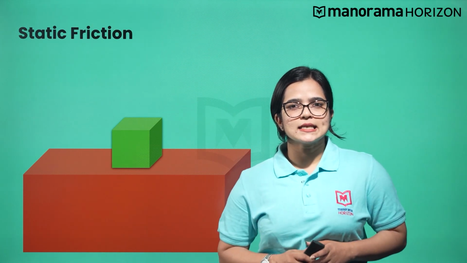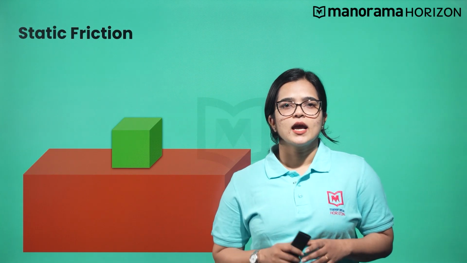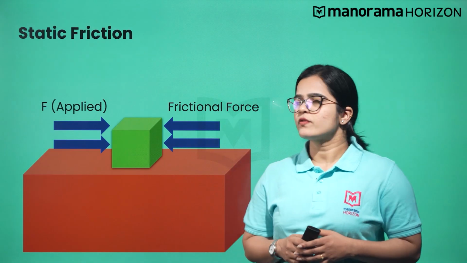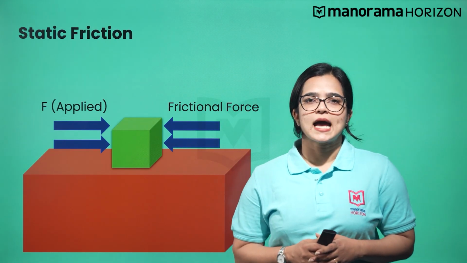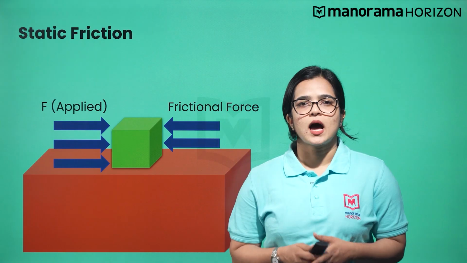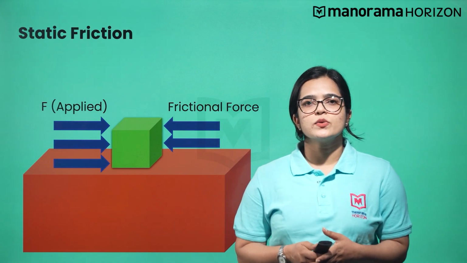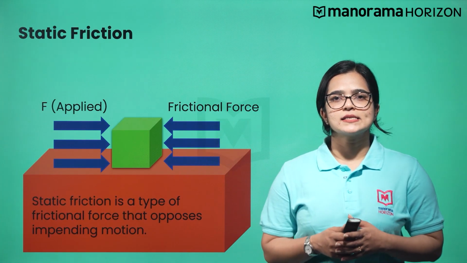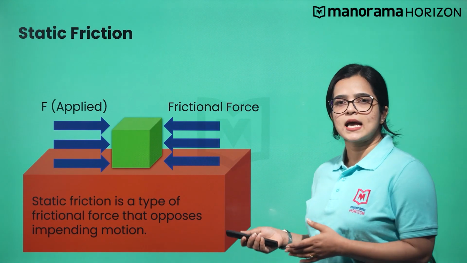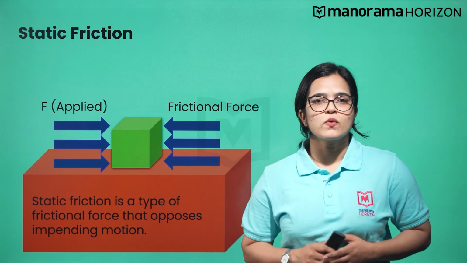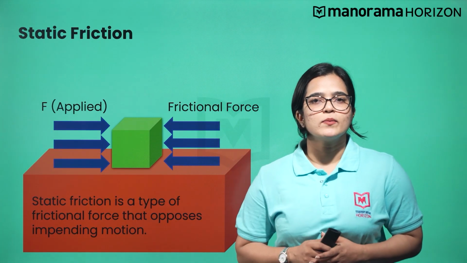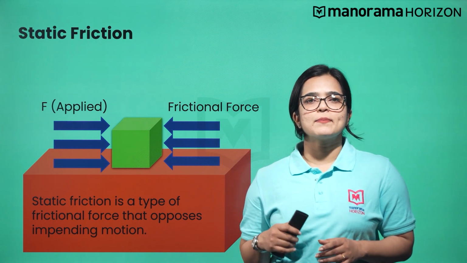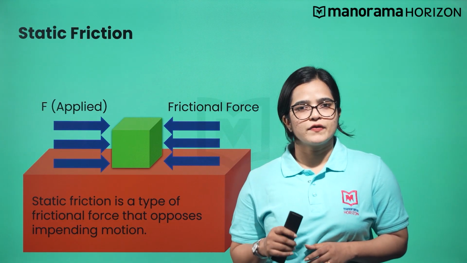One fascinating detail about static friction is that it only comes into play when some force is applied. When the applied force is increased, the static friction also increases up to a certain limit and tries to equalize with the applied force. We can define static friction like this. Static friction is a type of frictional force that opposes impending motion. The term impending motion means motion that would take place under the applied force if friction were absent.